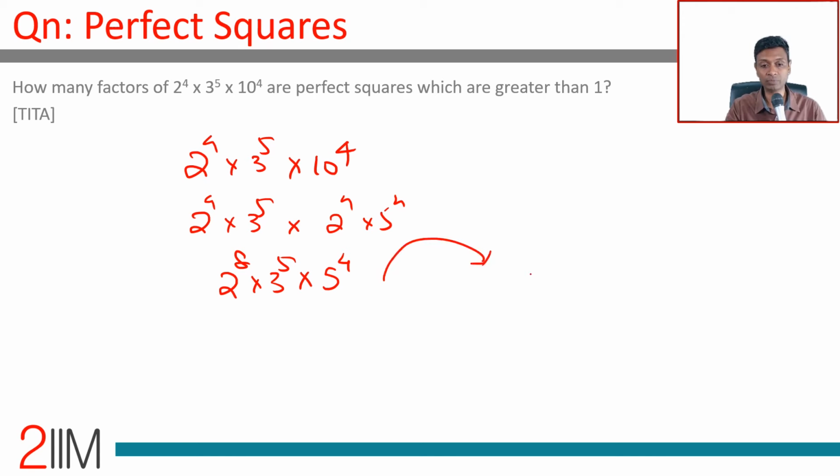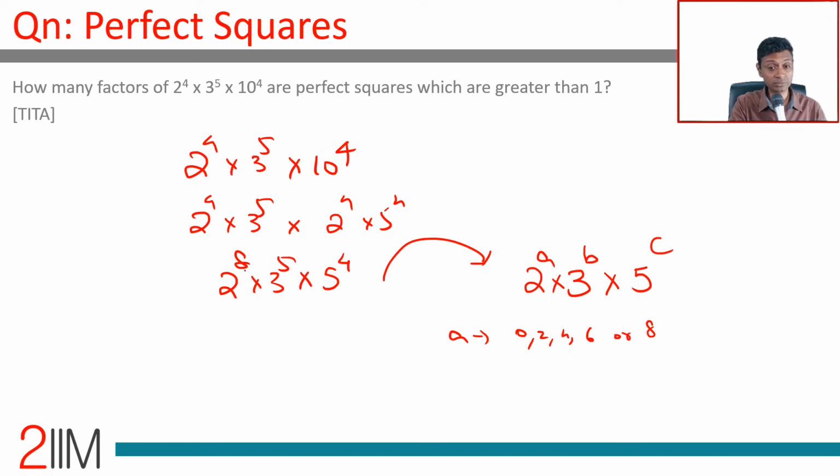Any factor of this number is going to be of the form 2 power A into 3 power B into 5 power C. It cannot have any other prime divisor. It has to contain only 2's, 3's and 5's. Now further, we are told this has to be a perfect square, so A can be 0, 2, 4, 6 or 8. In any perfect square, the powers have to be even numbers. It cannot be more than 8, but then this won't divide this number. There has to be a factor of this. So A cannot be more than 8.